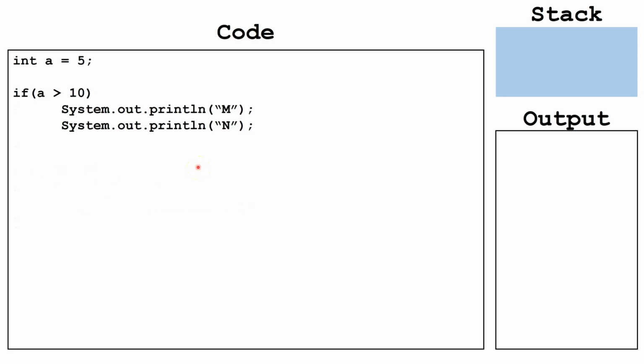Another mistake that programmers sometimes make is they forget to add curly brackets if they want to have more than one line of code attached to an if or an else if. In this case, since we have two lines of code, we need to use the curly brackets to denote the beginning and the end of the code attached to this if.